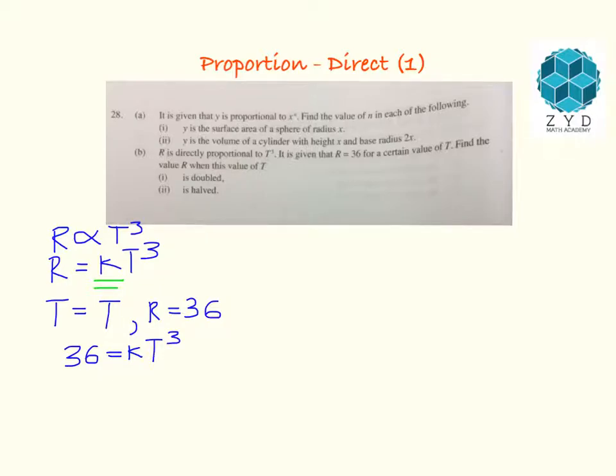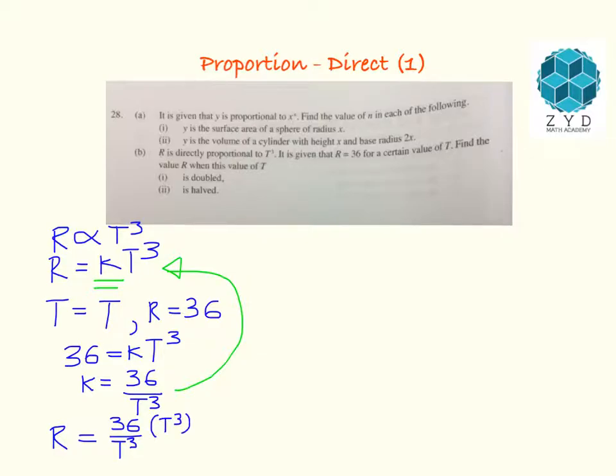So as per normal proportion questions, we must find the value of k. So from here, k equals 36 over t cube. Hence, we must write down our general equation by substituting this value of k back into this equation. So we will have r equals 36 over t cube, and then t cube here.